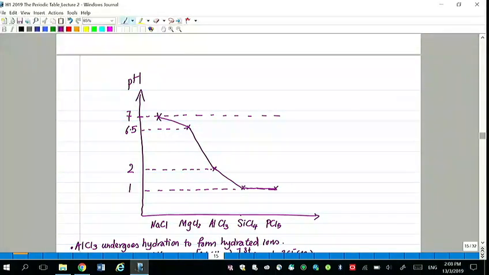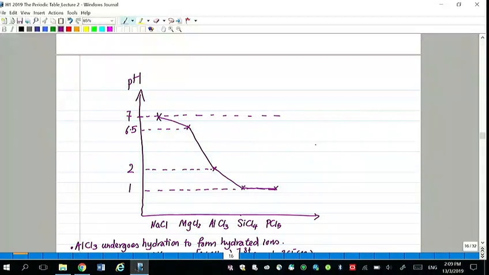Then I know that across the period, the chlorides when dissolved in aqueous solution become more acidic, which means that the pH will decrease. So magnesium chloride undergoes hydration followed by slight hydrolysis, so that is why the pH is 6.5. Aluminum chloride undergoes hydrolysis as well, with a pH of 2 to 3. Then for silicon chloride and phosphorus pentachloride, they will dissolve and undergo hydrolysis to form a pH of 1 to 2.